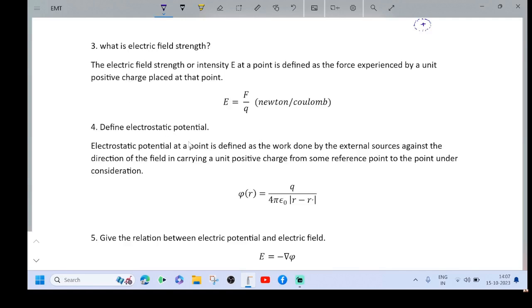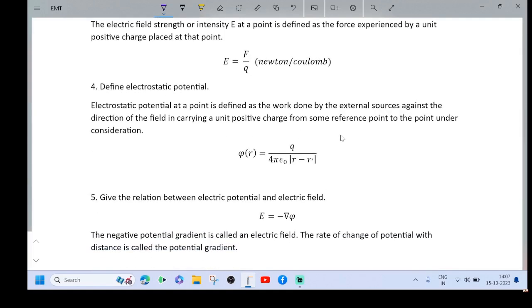Define electrostatic potential. Electrostatic potential at a point is defined as the work done by the external sources against the direction of the field in carrying a unit positive charge from some reference point to the point under consideration. Suppose the charge Q is present at a point r dash. If you want to bring the charge Q to the new point r against the electric field, work has to be done. That work done is called electrostatic potential. So phi of r is equal to Q divided by 4 pi epsilon naught into r minus r dash. It is a scalar quantity.